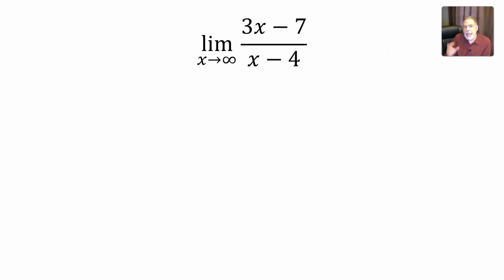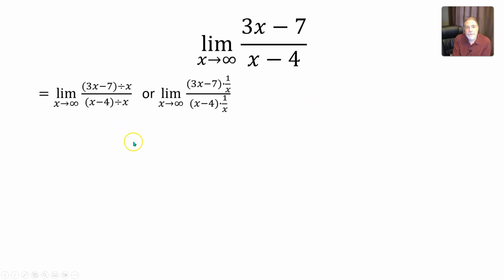So if x is a really, really big number, then on top we get 3 times a really, really big number minus 7. That's going to be big. A really, really big number minus 4. That's going to be big. And I think the number on top is going to be approximately 3 times as big as the number on the bottom. Not exactly, but approximately. So that when we divide, it should come out to be approximately 3. But here's how we can see exactly what's going on.